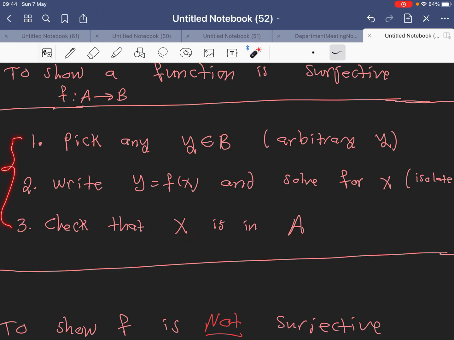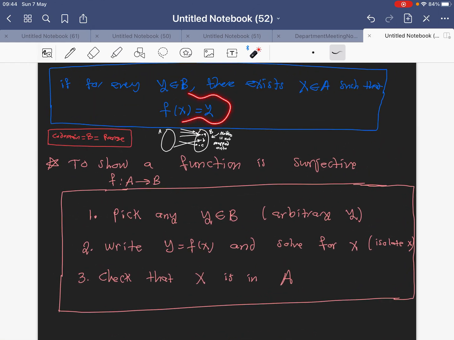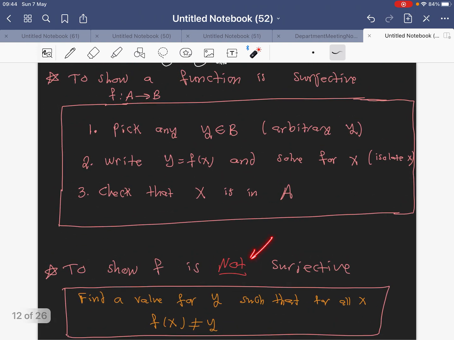If you do those steps, you will get exactly that the function is surjective. So take any y and try to find what x is, and we will do it through reverse engineering. We assume y equal f of x, and then we try to find x. Of course, if we want to show the function is not surjective, we will try those 3 steps and see if something goes wrong. What could go wrong is that we cannot get an x. Maybe we find x, but x is not in A, or maybe we cannot even isolate x. So something will go wrong, and we will know the function is not surjective.